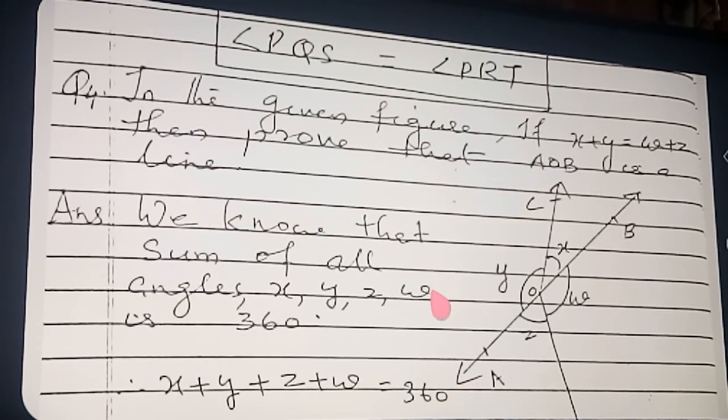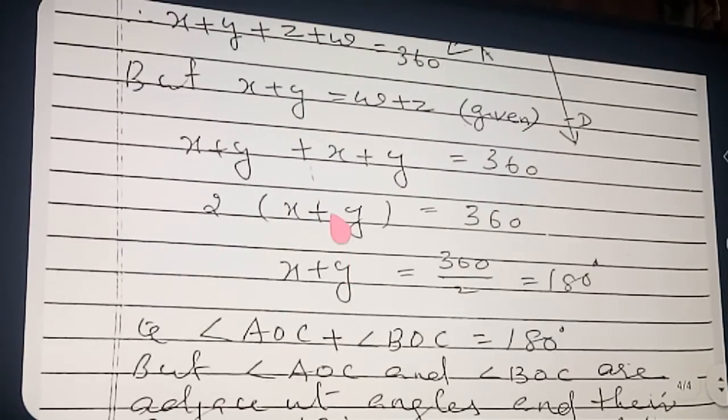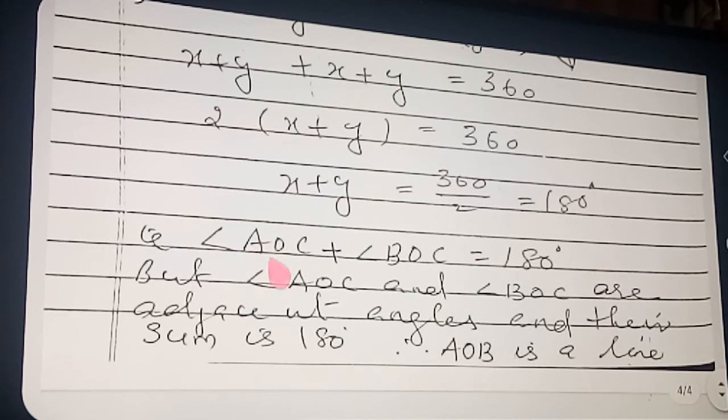Okay? See the step. Angle AOC plus angle BOC is 180. In the place of x and y, I have written the names of the angles. Angle AOC plus angle BOC, how much did we get? 180. But angle AOC and angle BOC are what type of angles? They are adjacent angles and their sum is 180. The angles are adjacent angles and their sum is 180 also. Therefore, what type of angles are they? They are a linear pair. Therefore, we can say that angle AOB is the straight angle.